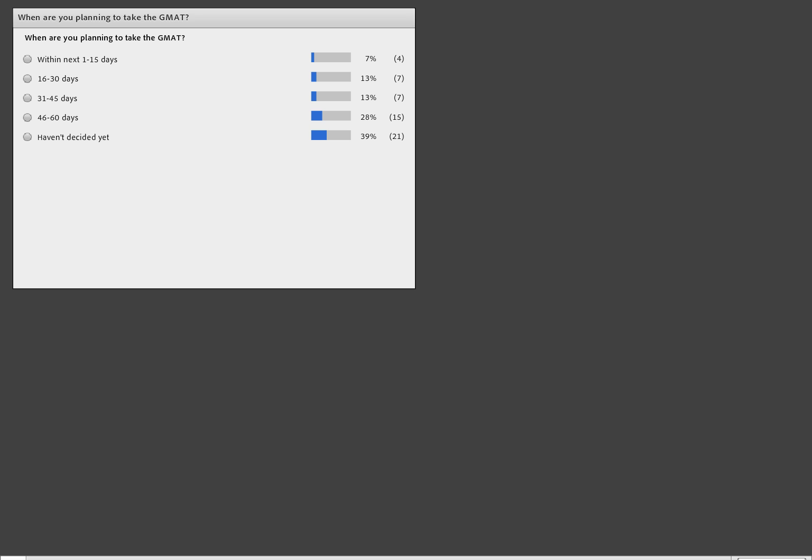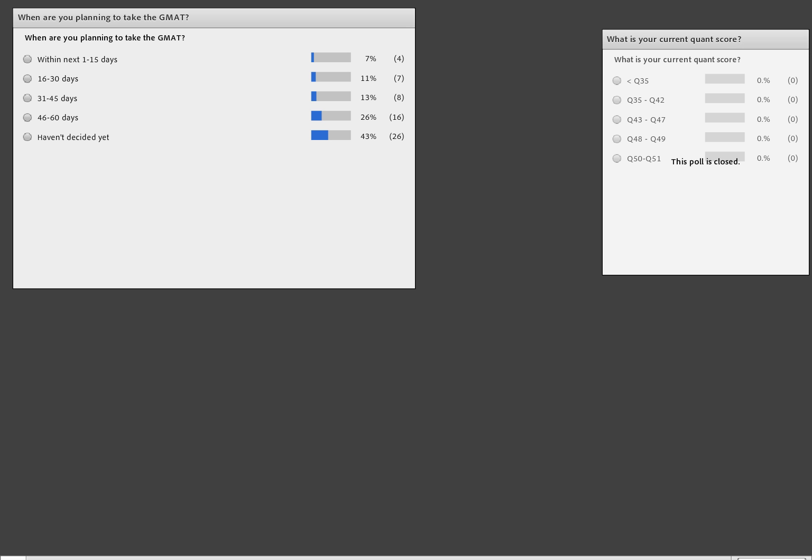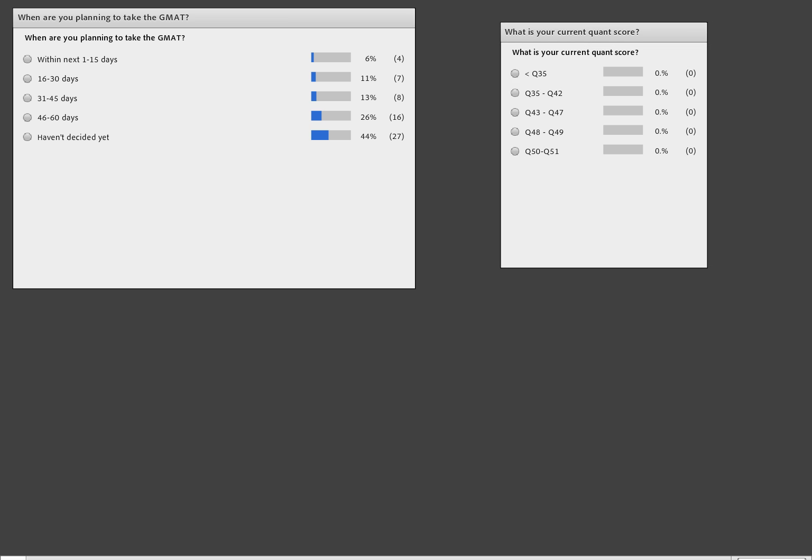Another question that I'm typically interested in finding out is, as far as quant goes, what is your current level? For those of you who have taken mocks or have taken the exam before, you might already have a good idea of where you stand right now. So if that's the case, feel free to document that here as well. All right, so if I'm looking at the first piece of data, when are you planning to take the GMAT?